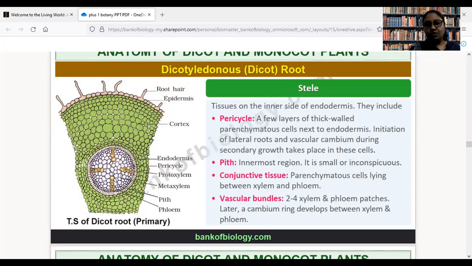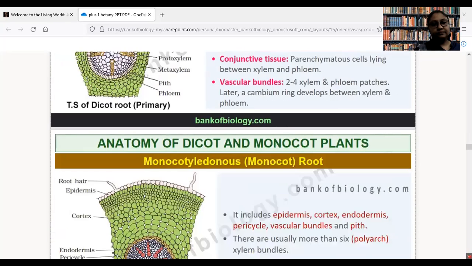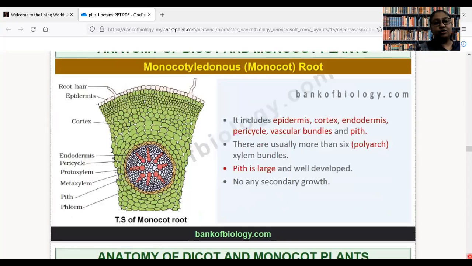Okay. So this is the structure of monocot root. It will include epidermis, cortex, endodermis, pericycle, vascular bundle, and pith. So it has more than 6 xylem bundles. That's why it is called polyarch, and the pith is comparatively large.